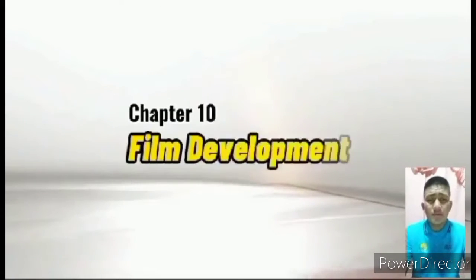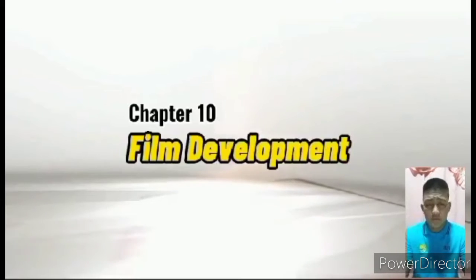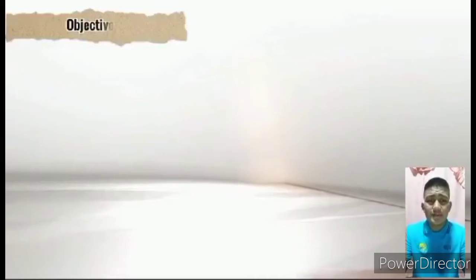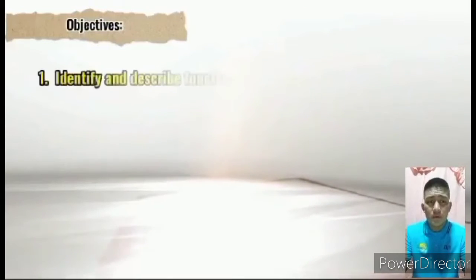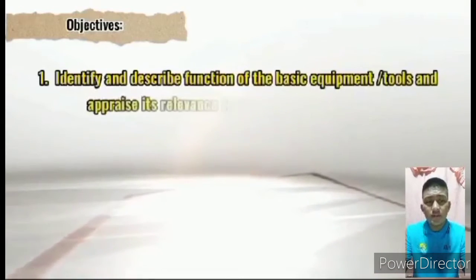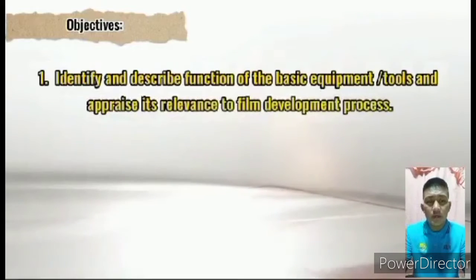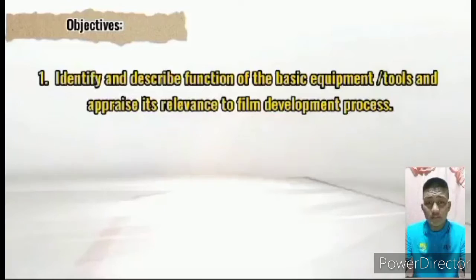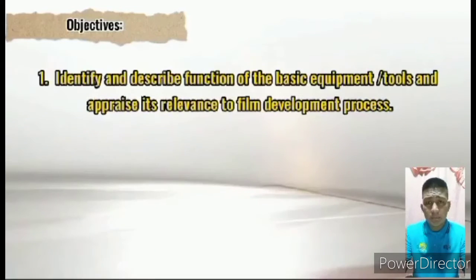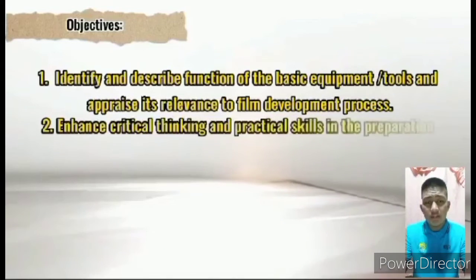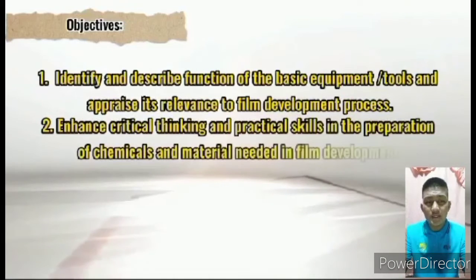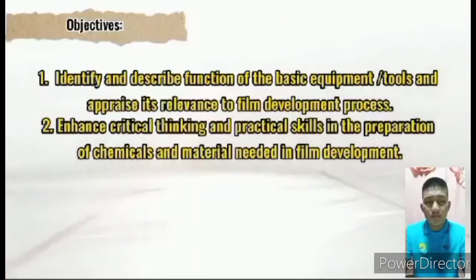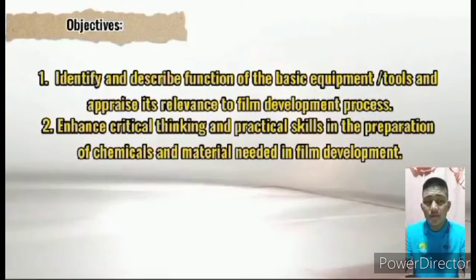Chapter 10, Film Development. Objectives. 1. Identify and describe the function of the basic equipment and tools, and appraise their relevance to the film development process. 2. Enhance critical thinking and practical skills in the preparation of the chemicals and materials needed in film development.